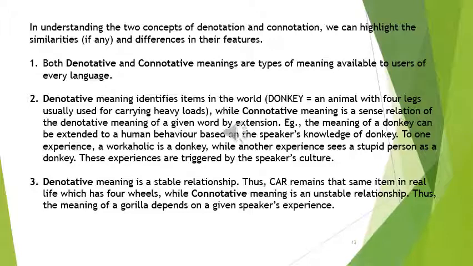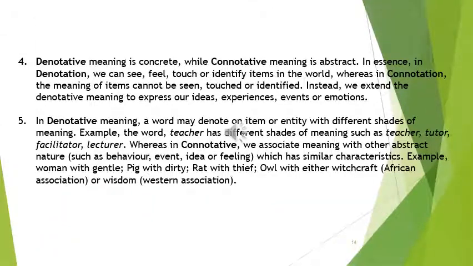Number three, denotative meaning is a stable relationship. When we say stable, it doesn't change. Everywhere you go, the meaning is the same, while connotative meaning is unstable. It changes, depending on the speaker's experience or speaker's reference.